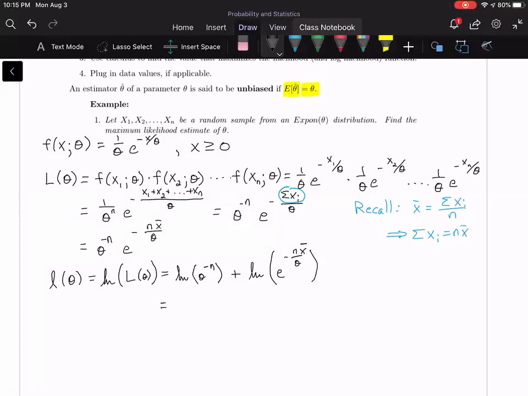And then anyone see what the next manipulation should be? Does the exponent become the coefficient? Yes, so powers can be brought down outside of the natural log. And so here, that negative n comes out front. So we have negative n times the natural log of theta. And you're going to have plus the negative n x bar over theta, which is minus n x bar over theta times the natural log of e. What is the natural log of e? 1. Yep, thank you.